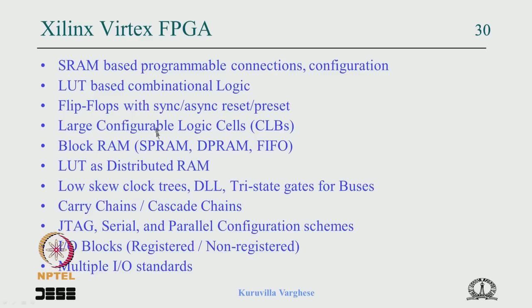So let us come to today's portion. We will look at this particular FPGA, the Xilinx Virtex FPGA. It is not commercially manufactured now, it is probably only supported, but I chose this as a basis on which you can build other architectures. Take the latest Spartan 6 or Virtex 7: if you understand this well, you can understand other FPGAs, from Xilinx itself and from other vendors.